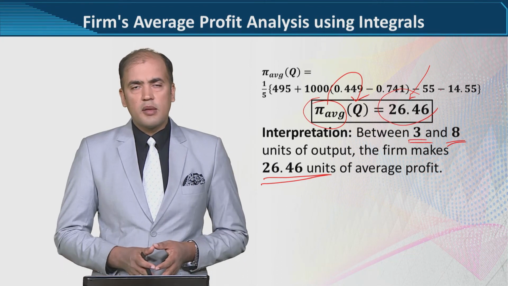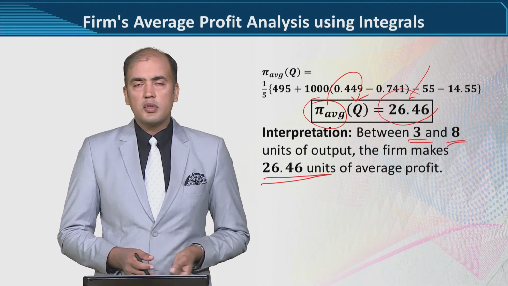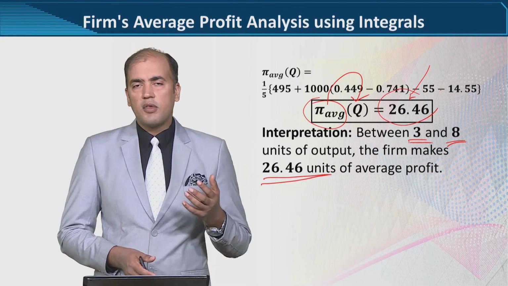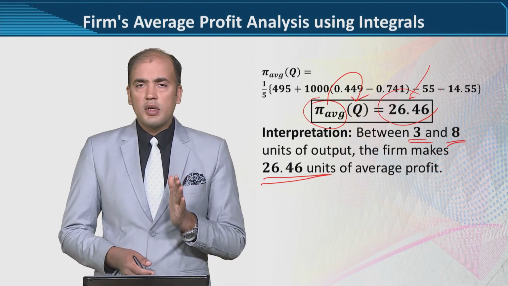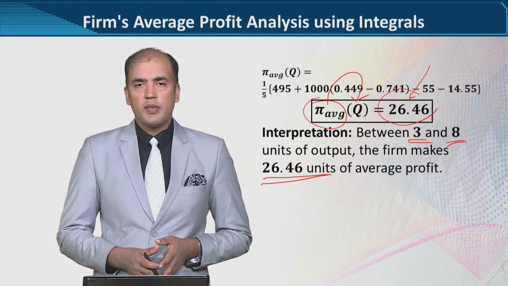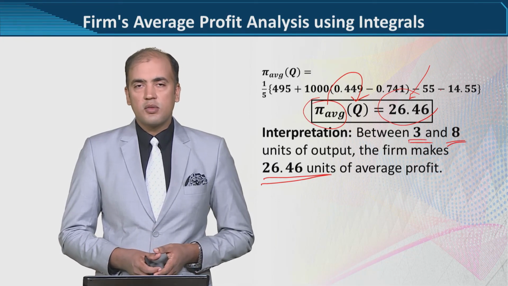So in this example, we have numerically found the average profit that a producer will get if the producer's firm produces units from 3 to 8. So that is how integration can help us in yet another microeconomic interesting situation.